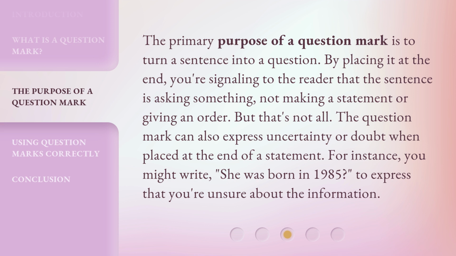The primary purpose of a question mark is to turn a sentence into a question. By placing it at the end, you're signaling to the reader that the sentence is asking something, not making a statement or giving an order. But that's not all. The question mark can also express uncertainty or doubt when placed at the end of a statement. For instance, you might write, "She was born in 1985?" to express that you're unsure about the information.